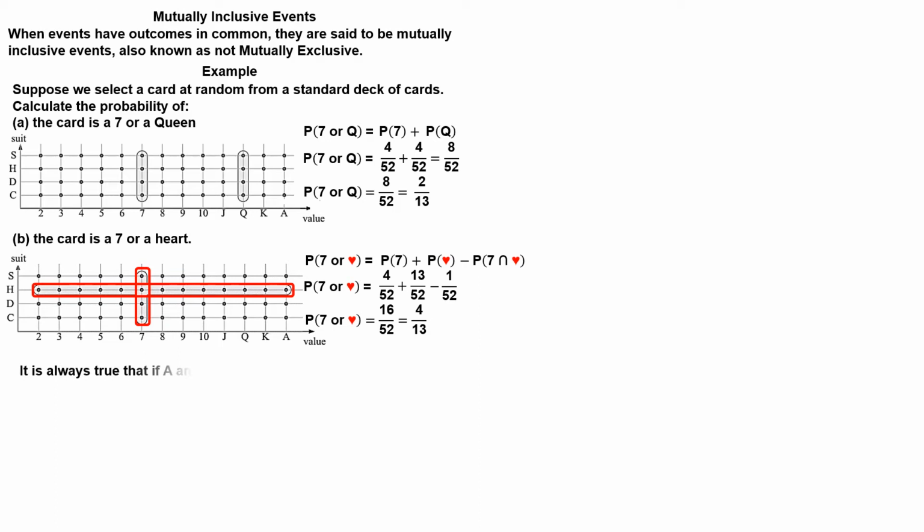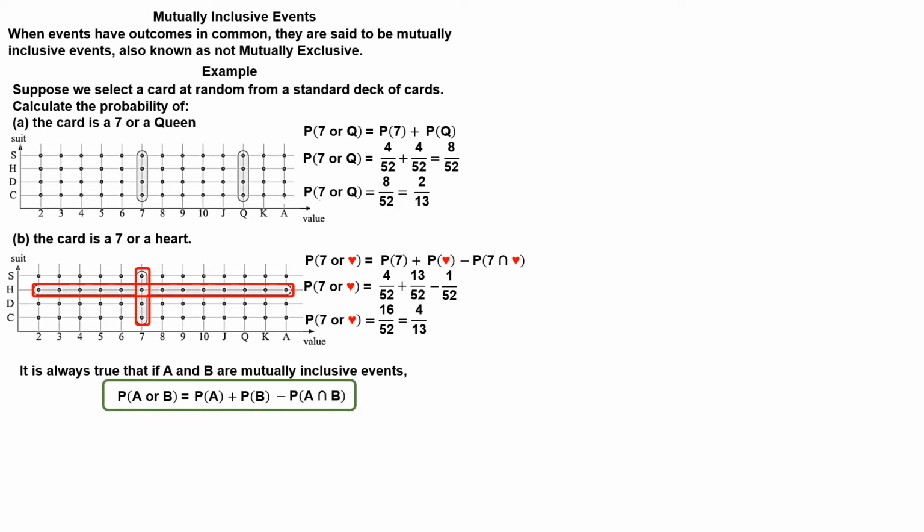It's always true that if A and B are mutually inclusive events, the probability of A or B equals the probability of A plus the probability of B minus the probability of A and B. Example.